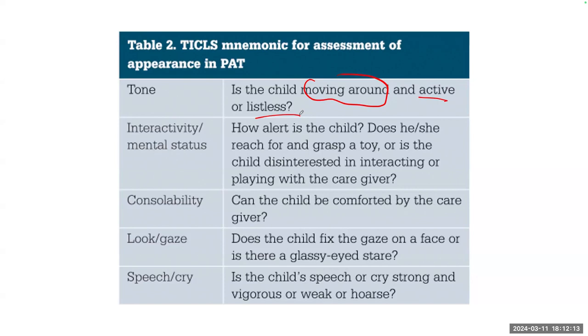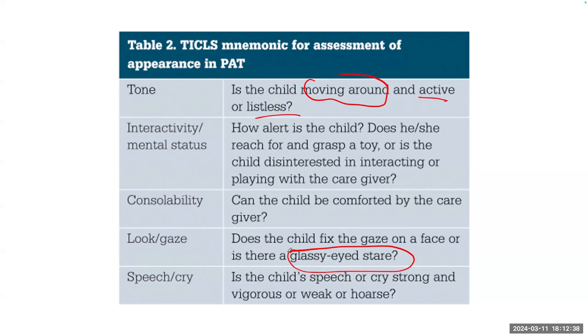Then you look at the gaze of the child. And here, this is the most important part. Does the child have a glassy-eyed stare? That means it doesn't look like the child is staring at you. It's just like the child is blankly staring. It doesn't feel like the child is fixating on any particular face or any particular object, and the child is just blankly staring into the vacuum.